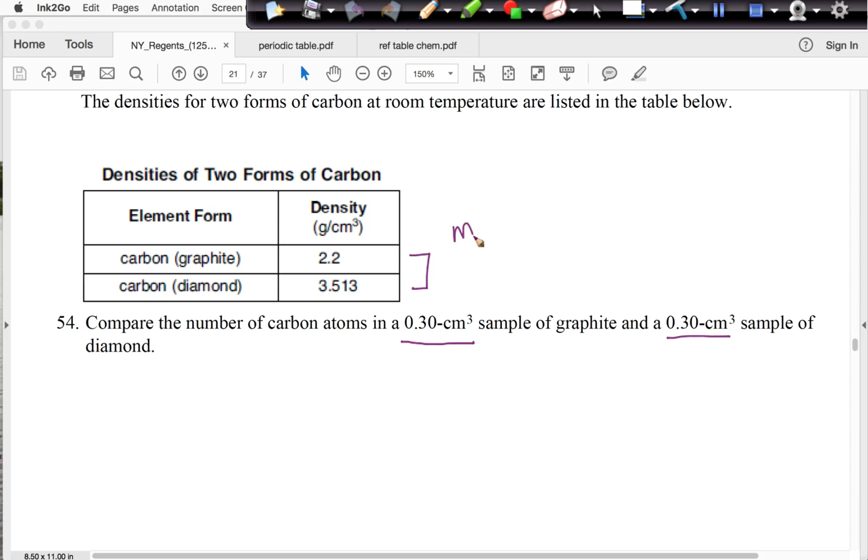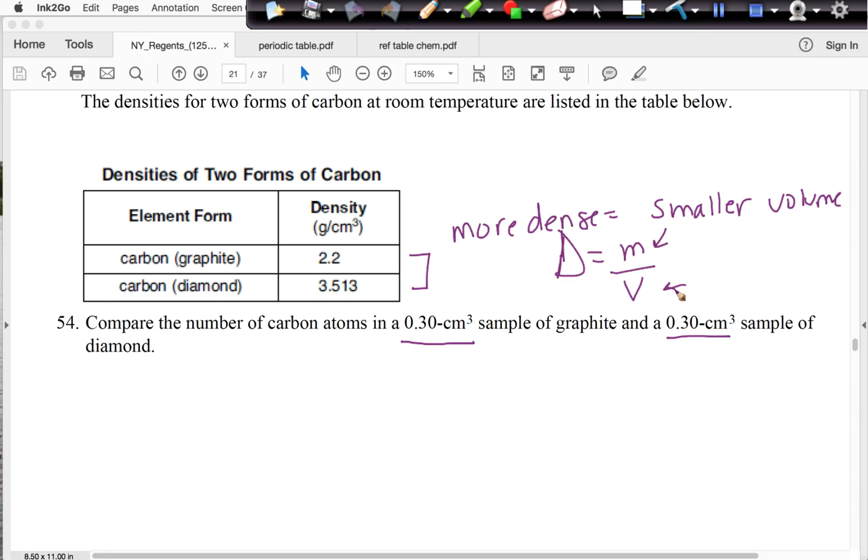We said that more dense means smaller volume. We can get that from the formula D equals M over V. So the more dense something is, the more massive it is for less volume.